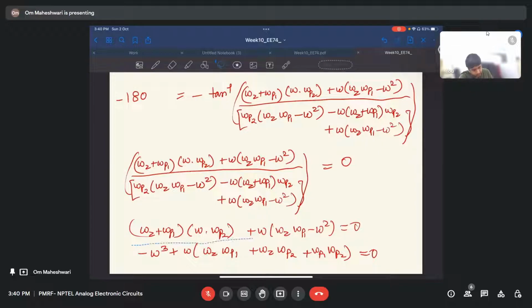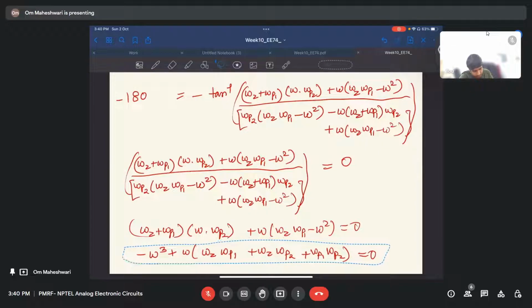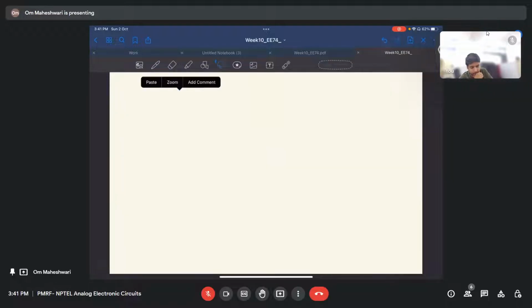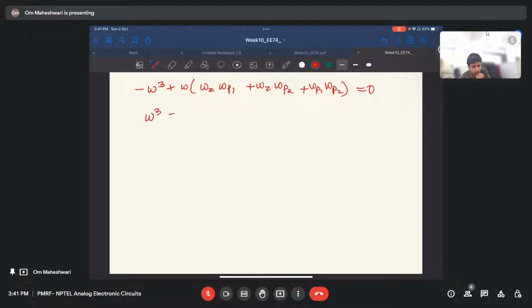Let me copy it again. We have to find the omega frequency at which our phase was 180 degrees, so we are trying to solve for omega. If I paste it, you see omega cube equals omega times (omega z omega p1 plus omega z omega p2 plus omega p1 omega p2). Let me cancel omega. So this is omega square, or omega naught square.